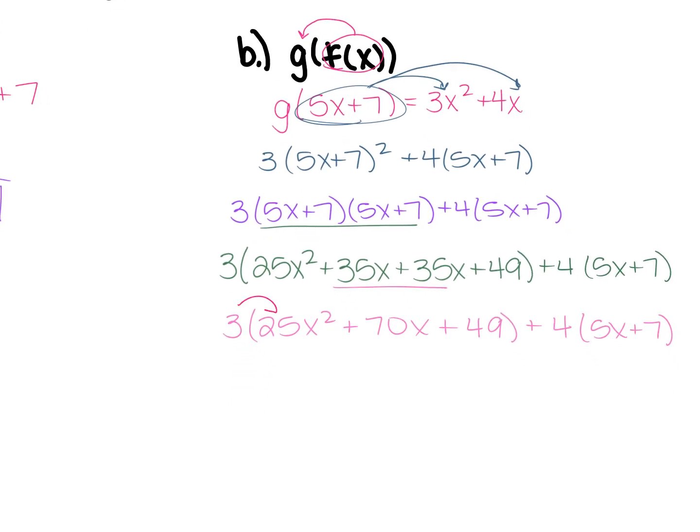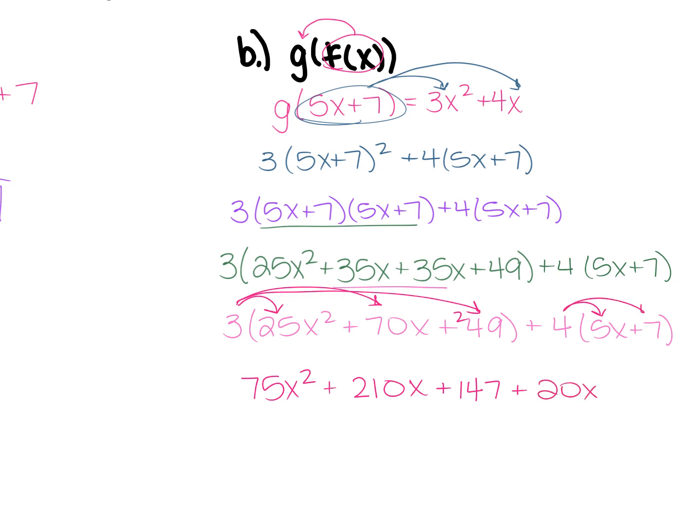So 3 times 25 is 75. You keep the x squared. 3 times 70 gives us 21 with your 0 left over, so that's 210x. Then 3 times 49. The 3 times 9 is 27. The 3 times 4 is 12, plus 2 is 14. So that's a positive 147. You then have 4 times 5x, which is 20x, and 4 times 7, which is 28.